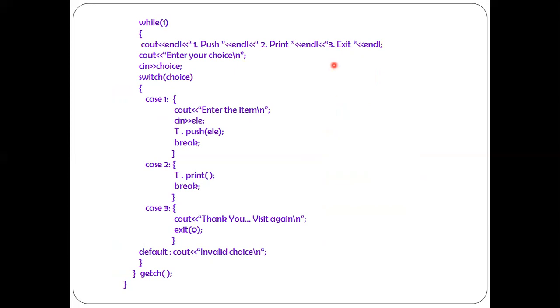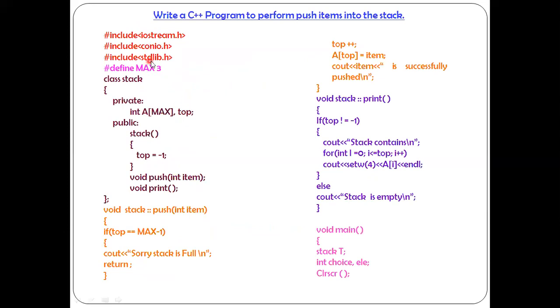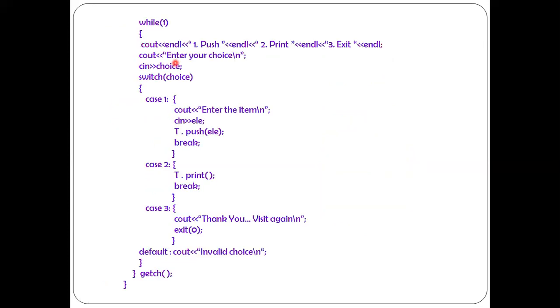Then comes the third one. Apart from 1 and 2, I'm going to input 3. 3 means it directly accepts the value. Switch of choice means switch of 3, directly it goes to case 3. Case 3: cout, thank you, visit again. exit of 0 means it is coming out of the program. In order to execute this exit of 0, one has to include the header file #include <stdlib.h>, the same thing we have just included. So this is the C++ program to perform push of items into the stack data structure.